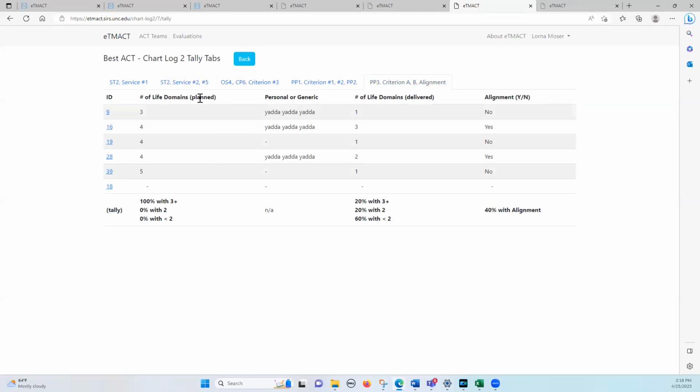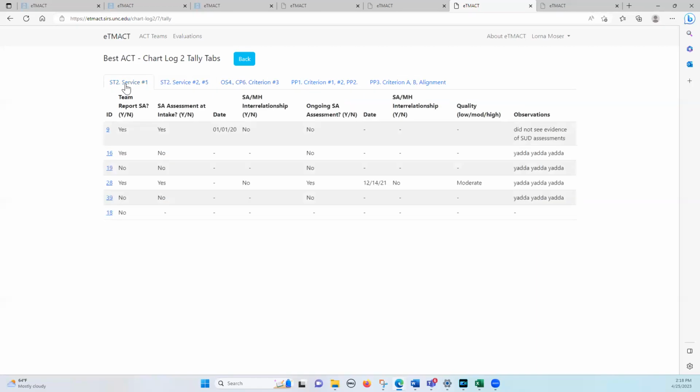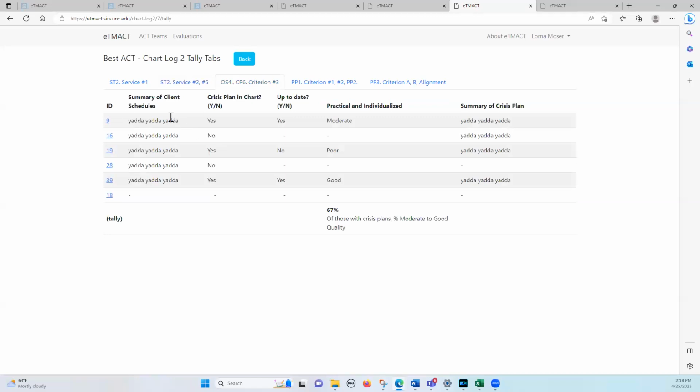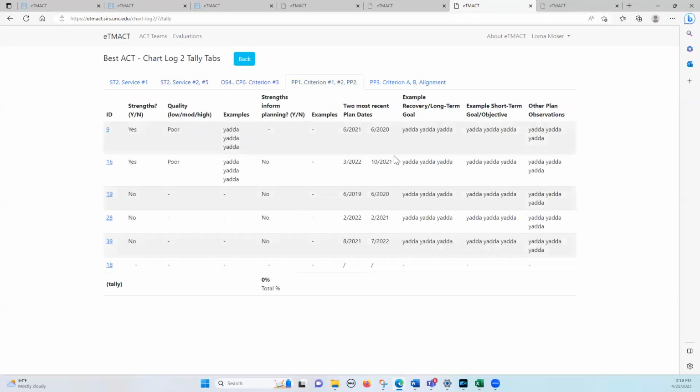One thing that we will be changing or updating over time is giving you more information about which items these are referring to. Unless you're really experienced with the eTMACT, you may not know offhand what ST2 is, but it's the co-occurring disorder specialist work in the services provided. And so this is capturing data around the assessments and judgments there. And then it goes into daily team meeting and crisis planning, person-centered planning information.